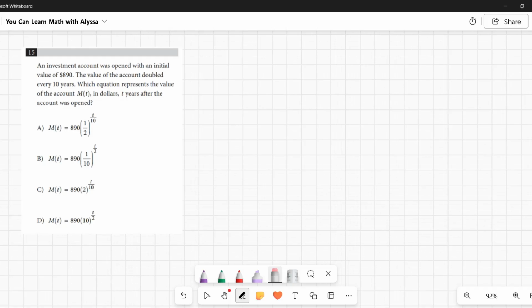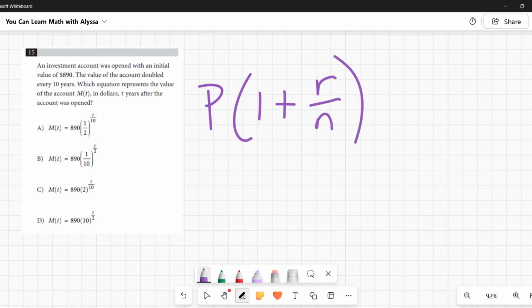Usually for the SAT, I've seen a couple where you need to have the formula for compound interest memorized. It's not really applicable for this problem, but I'm going to show it to you because you may need it for other problems. The formula for compound interest is P times 1 plus R over N to the power of N times T. P here is your principal or your starting amount. R is your rate, the percent of increase.